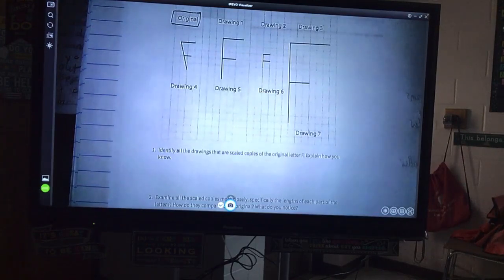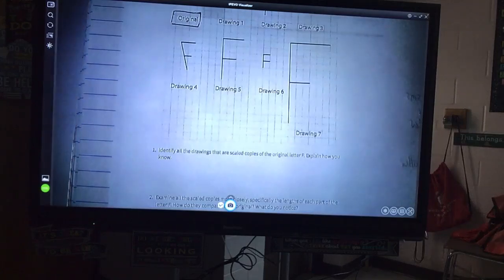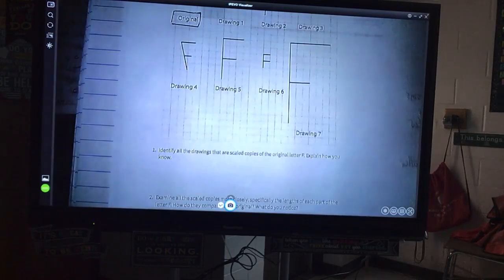Wait, aren't we doing like scale drawing? Didn't we do this before? Double. No, it could be double. 2 is 1. This is 2. Drawing 5. Circle 2. No, because there's only 3 on the top.